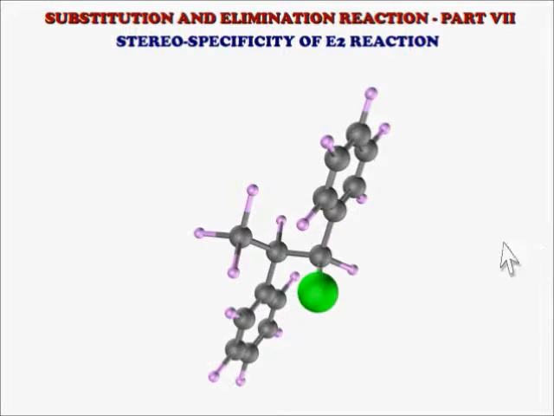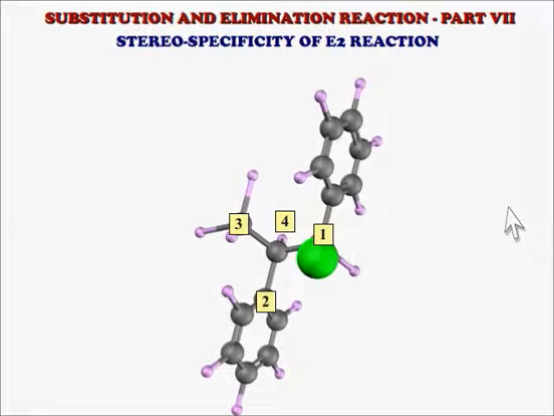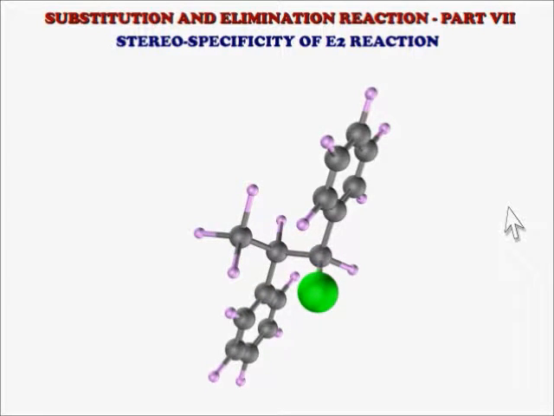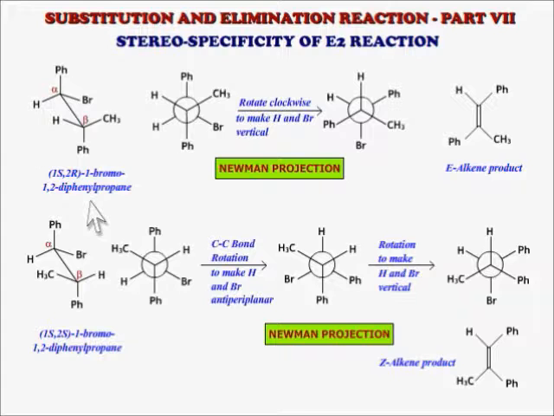Now focus on the beta carbon, which is carbon number 2 as per IUPAC nomenclature, and mark the CIP priorities of the substituents attached to the carbon. The least priority is brought back, and we see that the other three priorities decrease clockwise, so it is 2R. Therefore, the substrate is called 1S,2R-1-bromo-1,2-diphenyl propane.